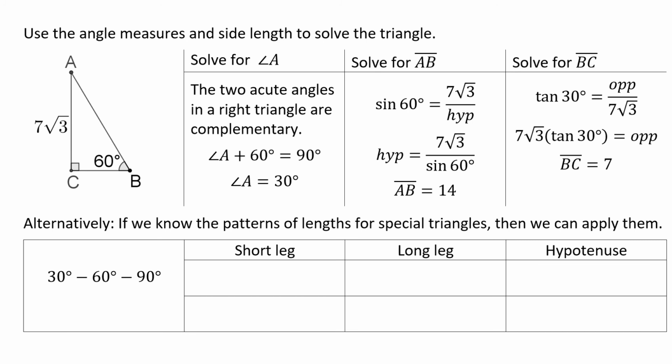But don't we already know that this was a 30, 60, 90 triangle? Aren't we aware of the values? Whatever the short leg is, the long leg is that times radical 3, and the hypotenuse is 2 times that. We were given that the long leg was 7 radical 3, so the short leg needs to be just the 7, and the hypotenuse needs to be the short leg times 2, so we get 14.